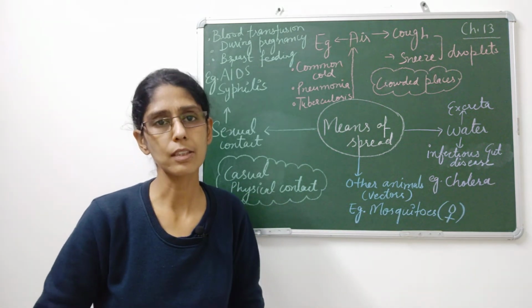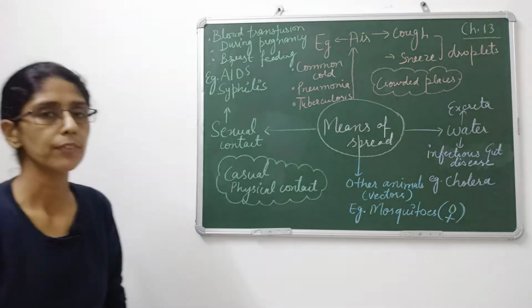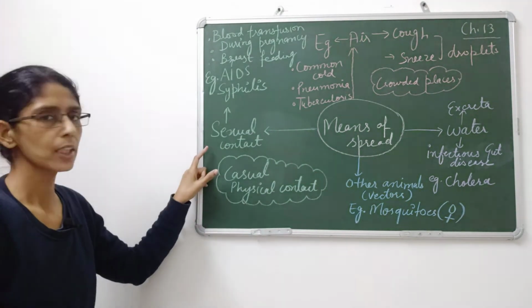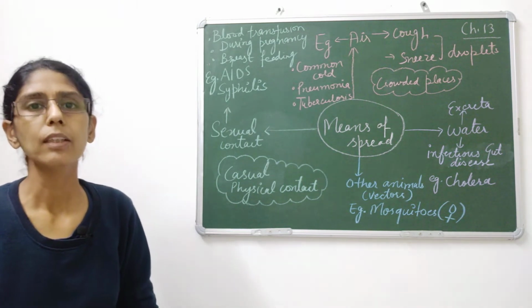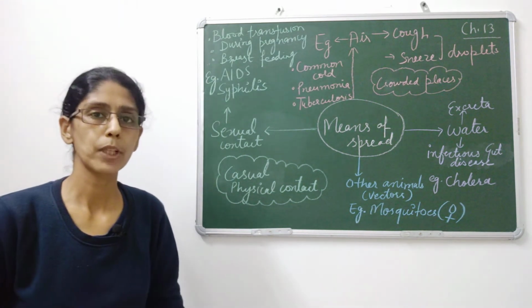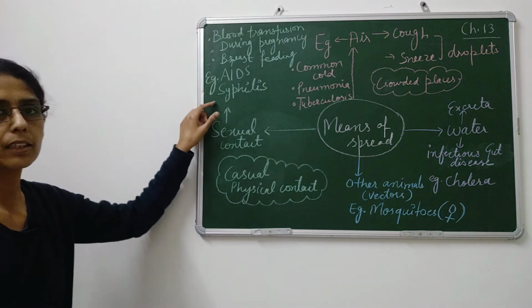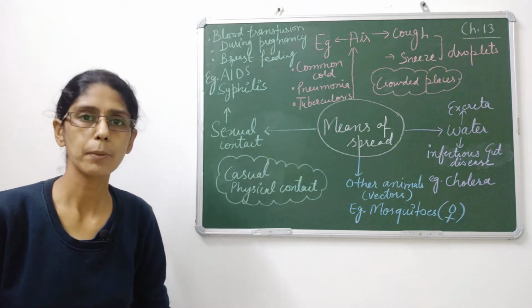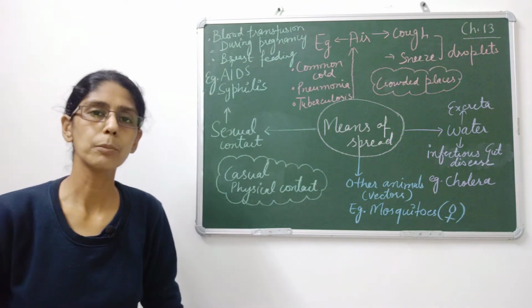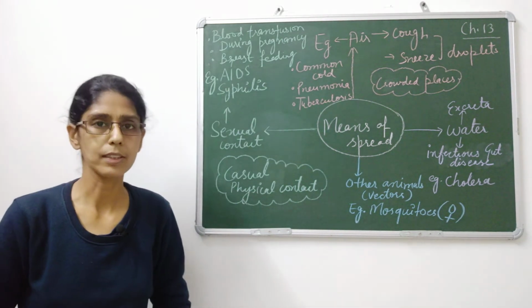There are other diseases also. The next means of transport of infectious agents is sexual contact. Two examples are given in NCERT, diseases which spread through sexual contact. First is AIDS and second is syphilis. AIDS is a viral disease caused by HIV, human immunodeficiency virus, and syphilis is a bacterial disease.